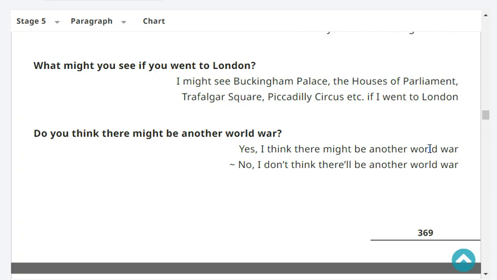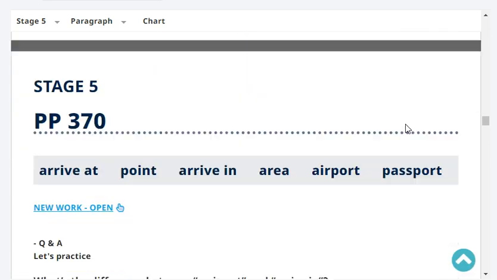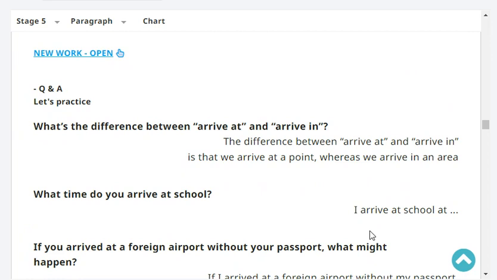Yes or no? No, I don't think there will be another world war. Very good. Okay, what's the difference between arrive at and arrive in?